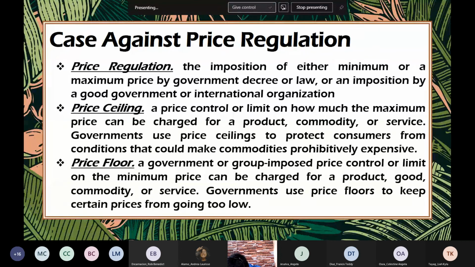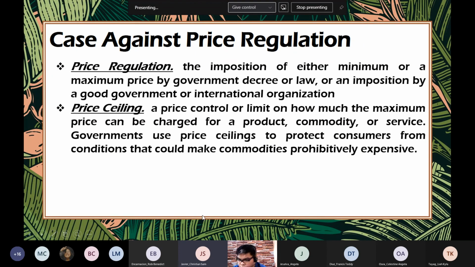Yes, Mr. Javier. Price ceiling, a price control or limit on how much the maximum price can be charged for a product, commodity, or service. Governments use price ceilings to protect consumers from conditions that could make commodities prohibitively expensive. Okay. So, yan yung pag masyadong mataas na yung demand, no? Price ceiling, hanggang dito lang. Kaya nga nung nagmahal yung pork, maraming stores ang nag-close kasi nag-impose ang government ng price ceiling. Okay? Hanggang dito ka lang. Hindi ka na pwede magtaas.